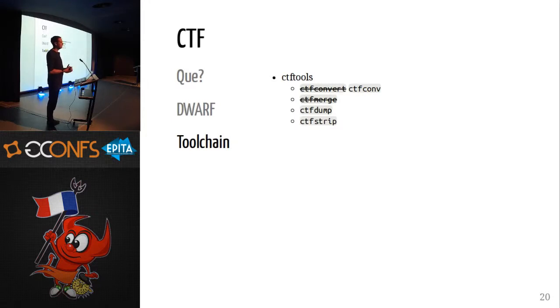However, if CTF convert worked, it wrote out the CTF data into a separate file, which we then use objcopy to insert back into the object file. And that's basically what CTF merge does. It takes all the object files and merges all of their CTF data into a single representation, which then gets inserted into the final object file.